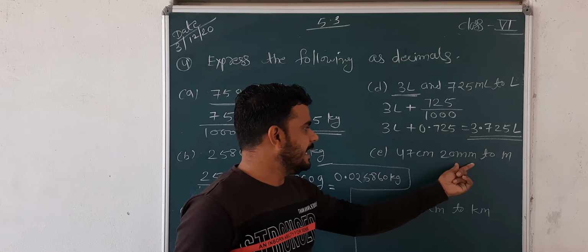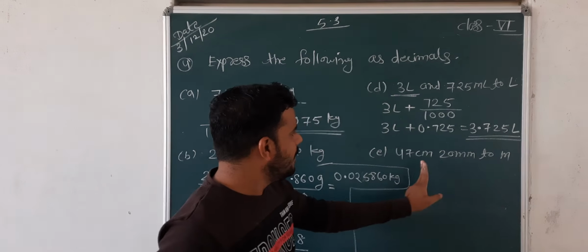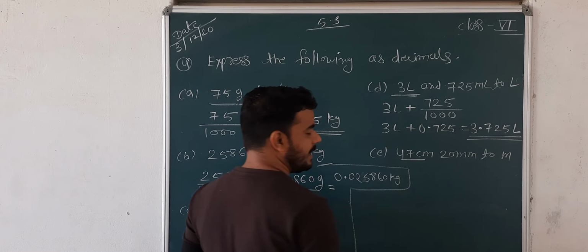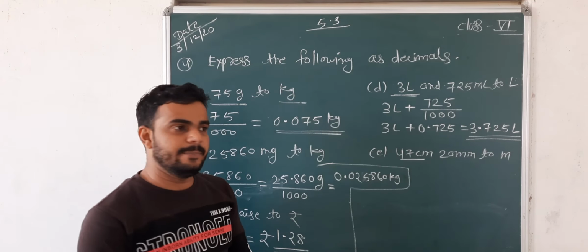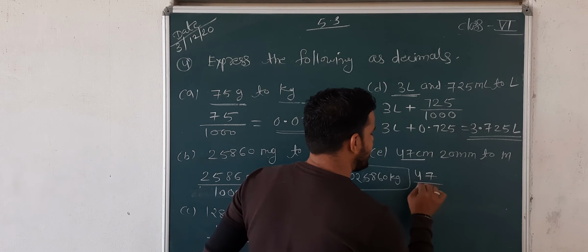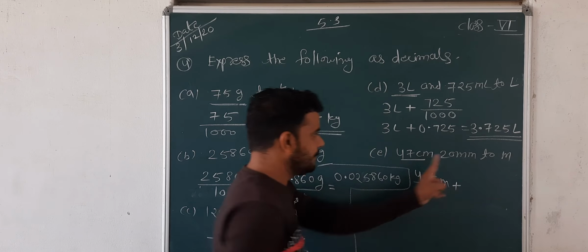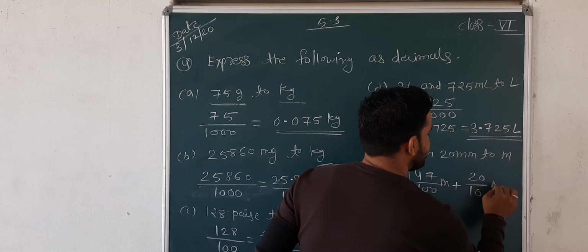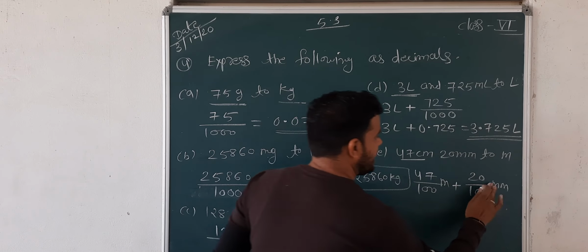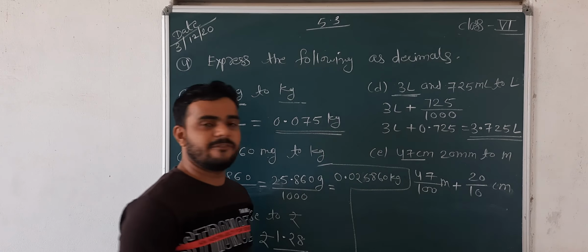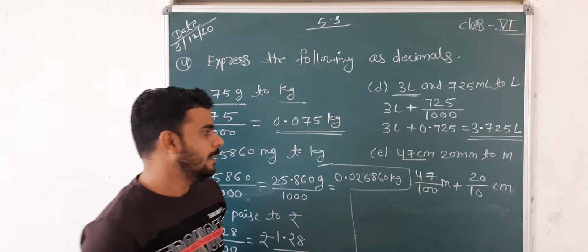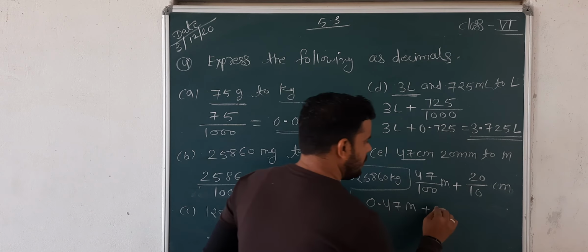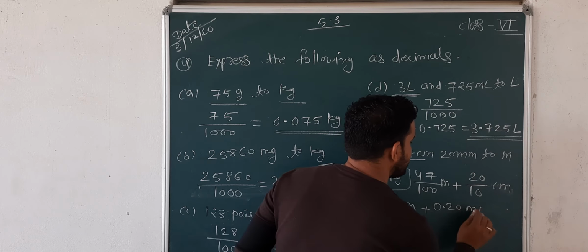47 centimeter and 20 mm to meter. Both have to be changed into meter. So we know that 1 meter equals 100 centimeter, so 47 by 100. This is our meter, plus 20 mm. So first we have to change in centimeter. So 20 by 10, because 1 centimeter equals 10 mm. So this is 0.47 meter plus now 2.0 centimeter.